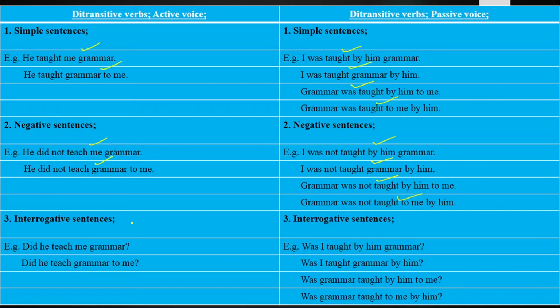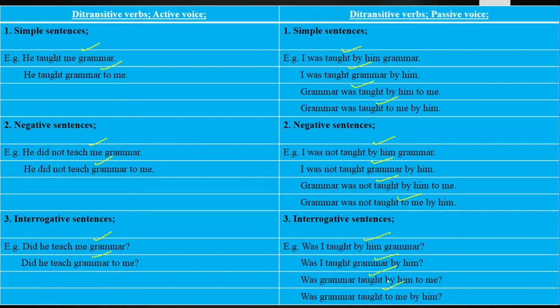Interrogative sentences of past indefinite: did he teach me grammar, did he teach grammar to me, was I taught by him grammar, was I taught grammar by him, was grammar taught by him to me, was grammar taught to me by him.